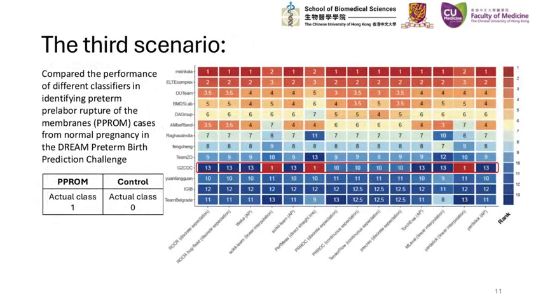Here, we evaluated models from the DREAM Preterm Birth Prediction Challenge. The task was to distinguish PPROM cases from normal pregnancies. Results show that Team GZ-CDC's model, depending on the metric used, ranks anywhere from 1st place to 13th. This striking swing in position underscores the major effect of tool choice on ranking outcomes.